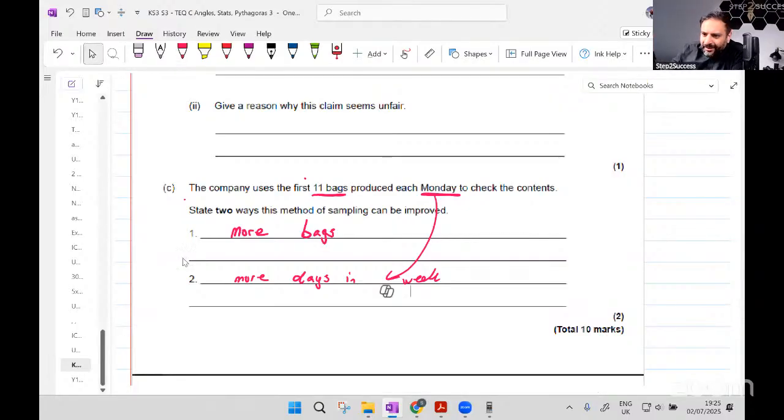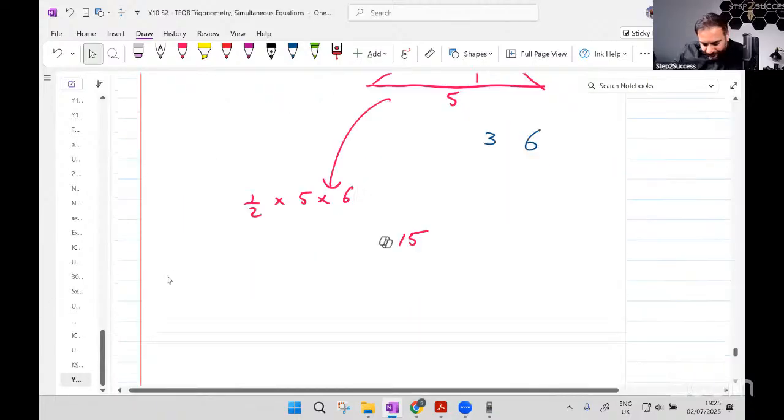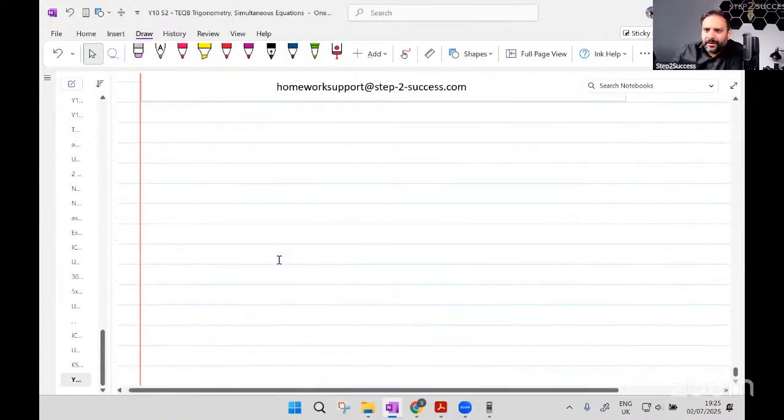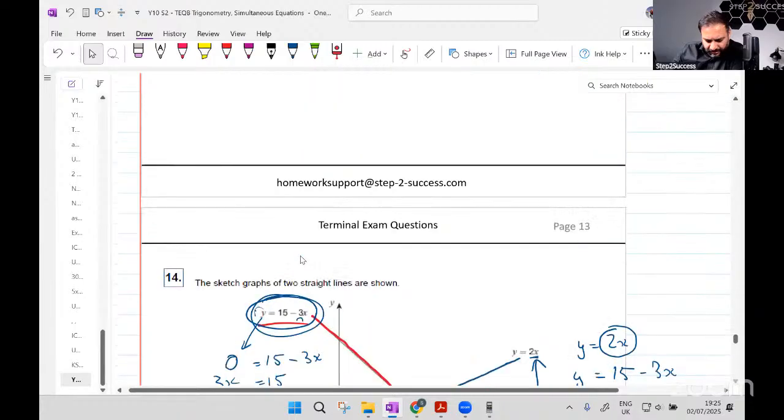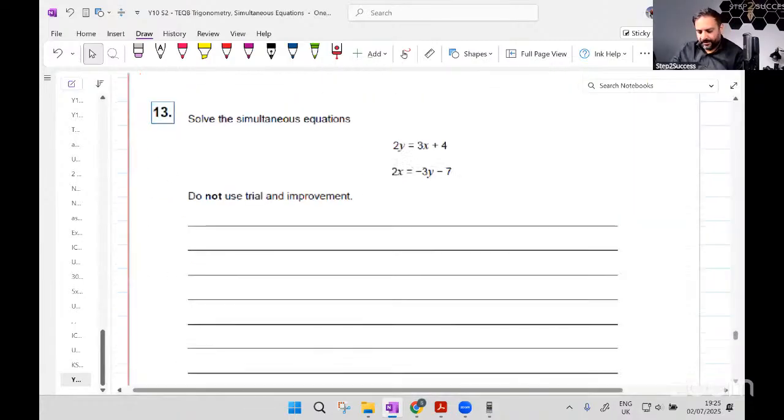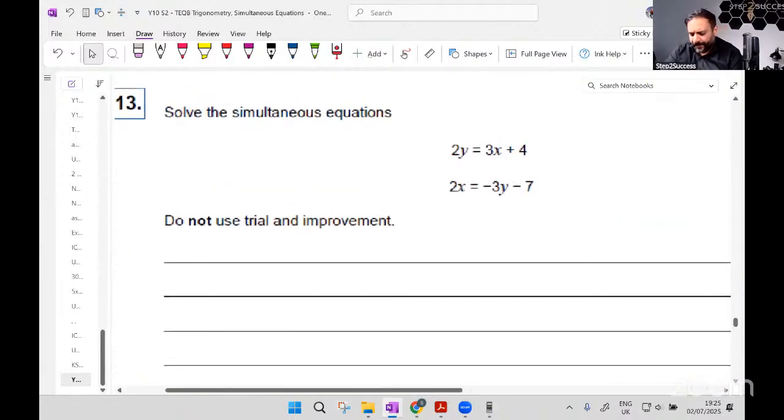Right, last one then. Question 13 on this one. People are in 11. This simultaneous equations question. Okay. Ooh, right. Not great at simultaneous equation questions.